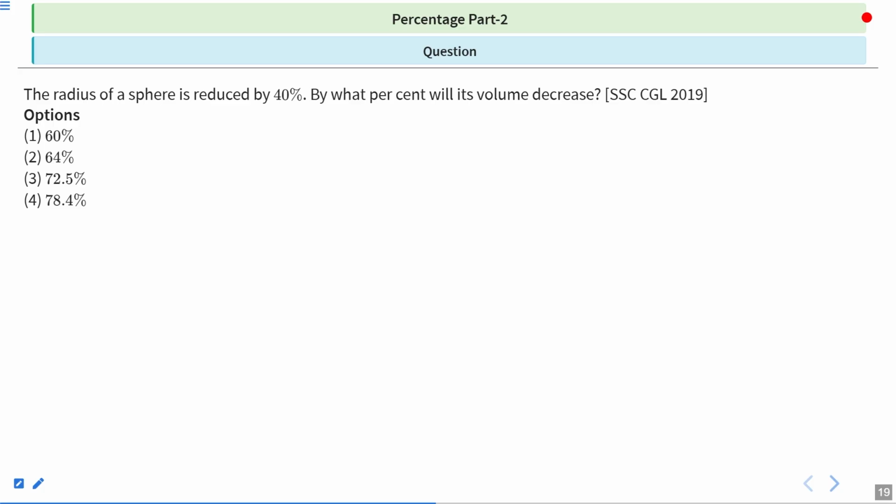The radius of a sphere is reduced by 40%. By what percent does its volume decrease? This question is asked in SSC CGL 2019 exam. Now there are four options. A is 60%, second is 64%, third one is 72.5%, and fourth one is 78.4%. Now you have 10 seconds to solve this question. Your time starts now.